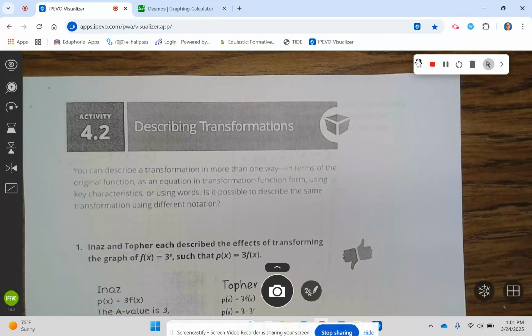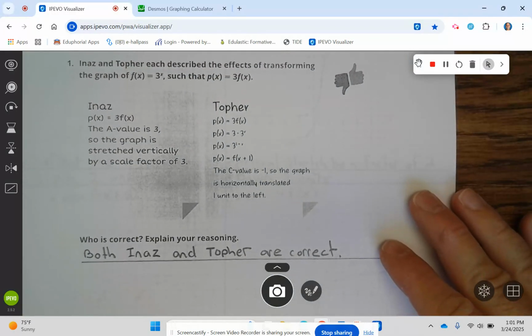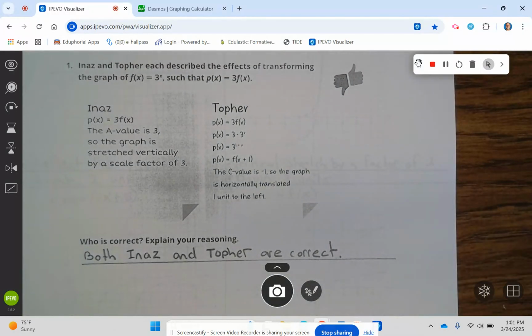4.2, describing transformations. You can describe a transformation in more than one way: in terms of the original function as an equation of transformed function form, using key characteristics or using words. It is possible to describe the same transformation using different notation. 1. Naz and Topher describe the effects of transforming the graph of f of x equals 3 to the x, such that p of x equals 3 times f of x. Who is correct? Explain your reasoning.